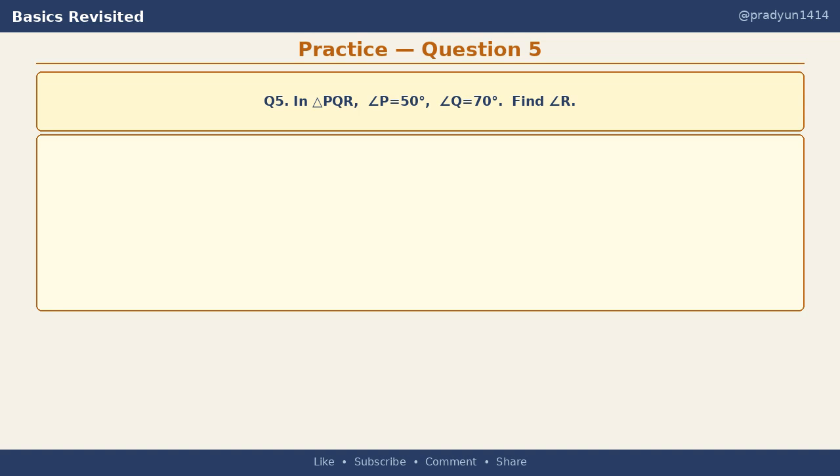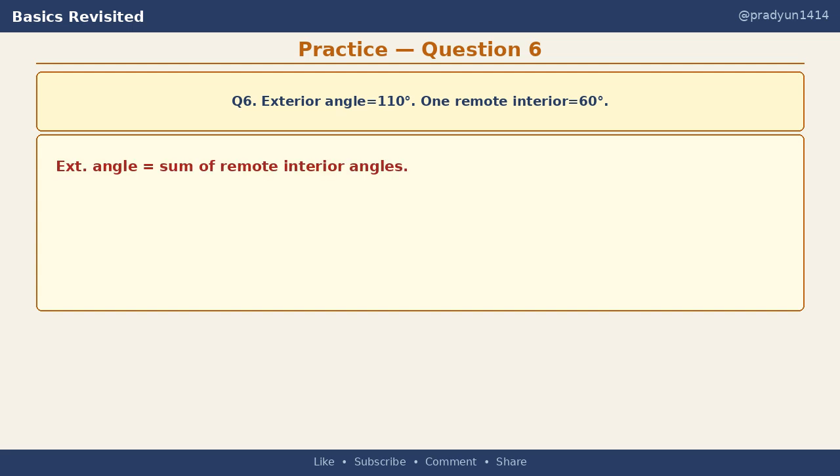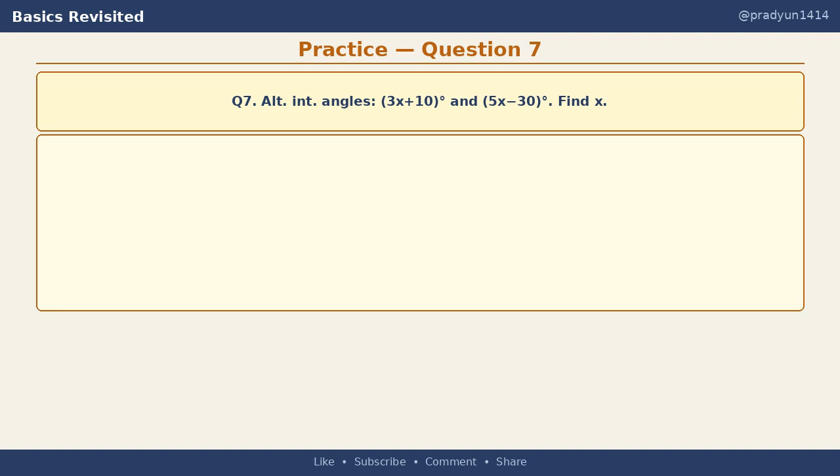Question 5. In triangle PQR, angle P is 50 and angle Q is 70. Angle R equals 180 minus 50 minus 70, which is 60 degrees. Question 6. Exterior angle is 110 degrees. One remote interior angle is 60. The other equals 110 minus 60, which is 50 degrees. Question 7. Alternate interior angles: 3x plus 10 equals 5x minus 30. Solving, 2x equals 40, so x equals 20.